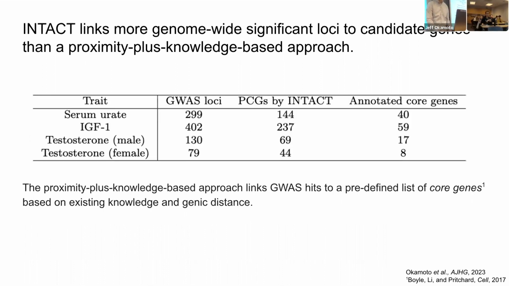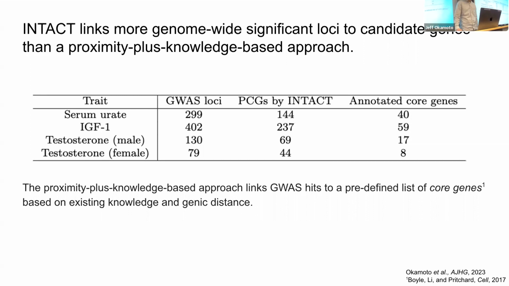Okay, so next we're going to basically compare INTACT to the method that we touched on in one of the first slides, the first Manhattan plot that we looked at. If you remember, I talked about that proximity plus knowledge-based approach, which involves linking GWAS hits based on previous biological knowledge and genic distance.